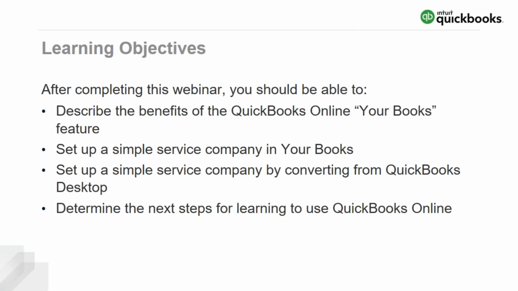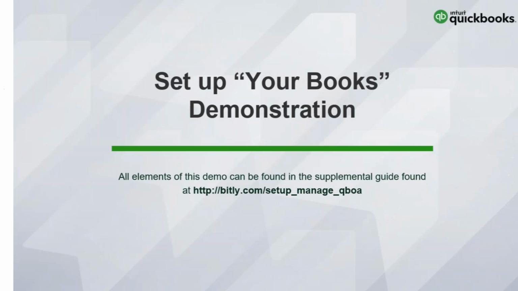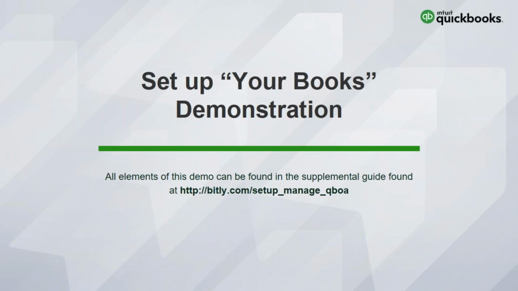All right, so here's our learning objectives. Again, we're going to talk about using your books. We mentioned that a little bit last time. We're going to talk about setting up and things like that. So that's our learning objectives. Let's go ahead, though, and get on into QuickBooks and start talking about setting up QuickBooks and using these settings and things like that.